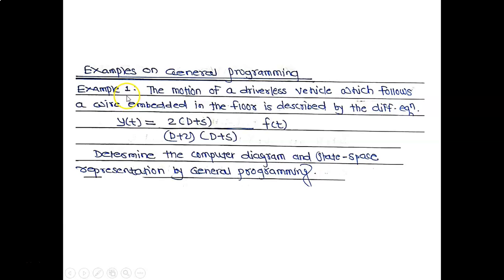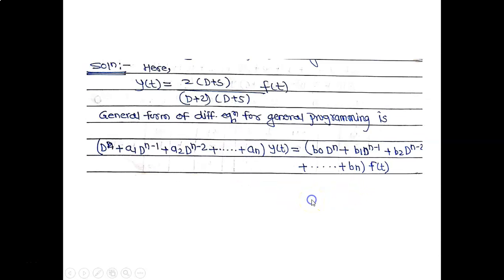Example 1. The motion of a driverless vehicle which follows a wire embedded in the floor is described by the differential equation y(t) is equal to 2 into (D plus 5) divided by (D plus 2) into (D plus 5) into f(t). Determine the computer diagram and state space representation by general programming. Therefore, solution here: y(t) is equal to 2 into (D plus 5) divided by (D plus 2) into (D plus 5) into f(t).